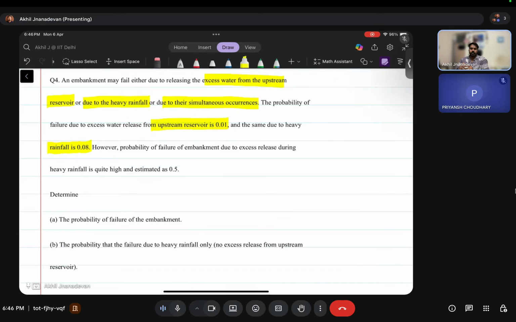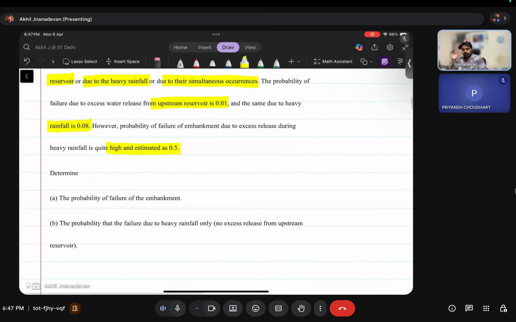Even that shouldn't cause the failure. In that way, we are designing these embankments or dams and all. However, the probability of failure of embankment due to excess release during heavy rainfall is quite high and estimated as 0.5. That is both happening together: there is an excess release coming from the upstream and also heavy rainfall is happening. That is estimated to be quite high, 0.5. So with both happening together, the probability of failure is more, 0.5.